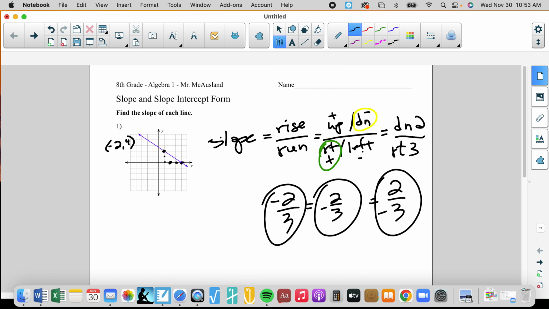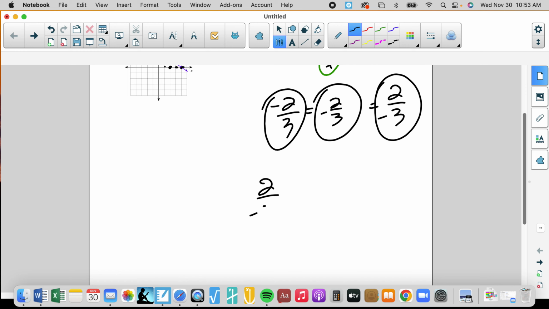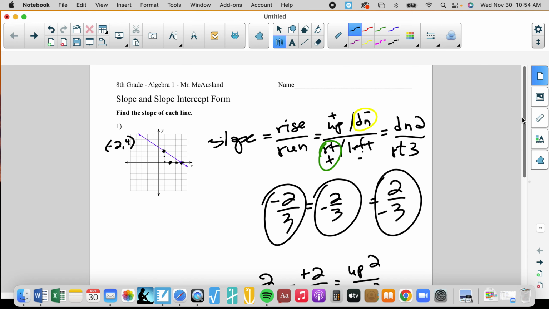And you ask, hey, Mr. Mack, how is 2 over -3 the same slope? Well, 2 would be +2. And in slopes, that would mean up 2. And -3 would be left 3. So if we start at this point and we go up 2, 1, 2, and then left 3, 1, 2, 3. Look at that, we still end up on the line. So that's why the slope can be written in any way.